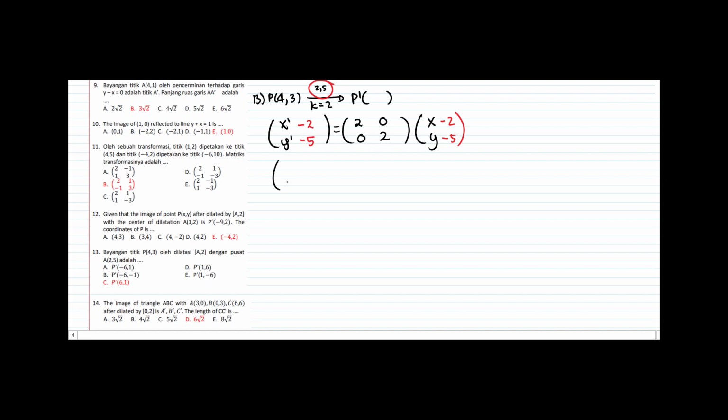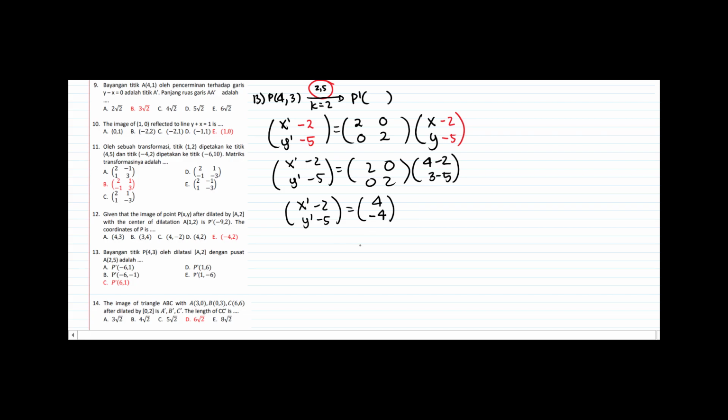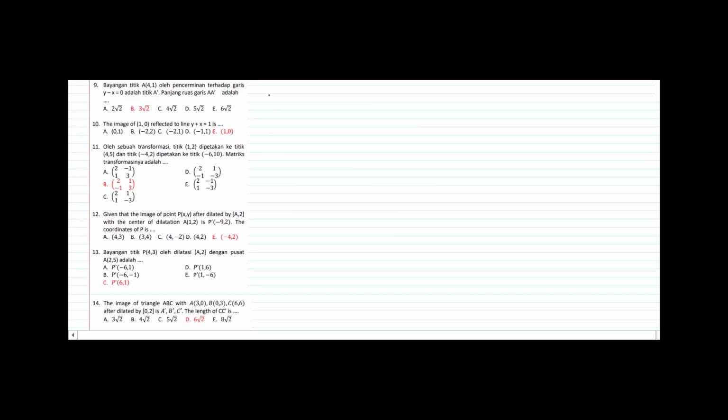Okay, good. Next is put the x and y, x-axis, y-axis remain the same, equals 2 0 0 2 times x and y. The x is 4, y is 3. The result will be x-axis minus 2, y-axis minus 5 equals 2 times 2 is 4, 2 times negative 2 is negative 4. So x-axis is 6, y-axis is 1. Yay, easy. 6, 1, the P accent. C.